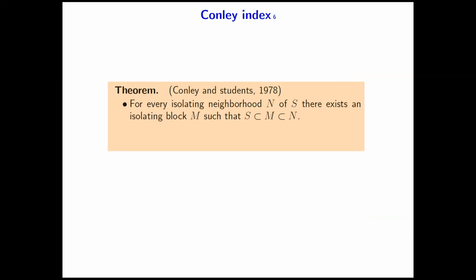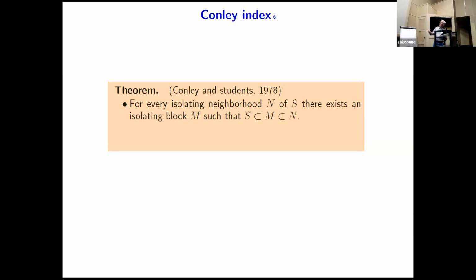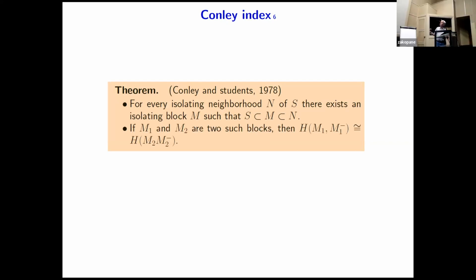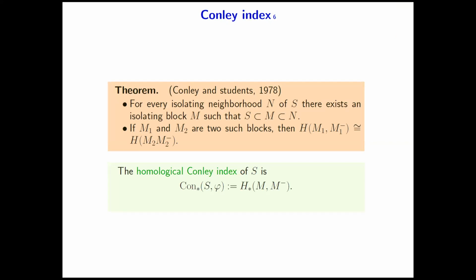This required two theorems: that for every isolating neighborhood of such an isolated invariant set, there exists an isolating block in the sense of Ważewski inside between. And moreover, and most importantly, if you have two such blocks, and in fact there are many, then the relative homology is the same. So this thing, used by Ważewski to find the existence of a stationary solution, is now called the homological Conley index.